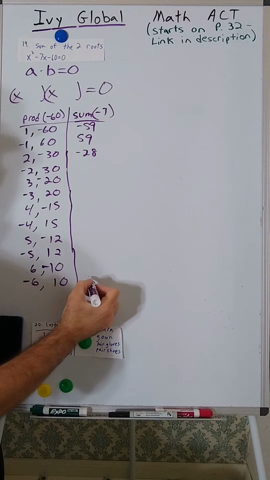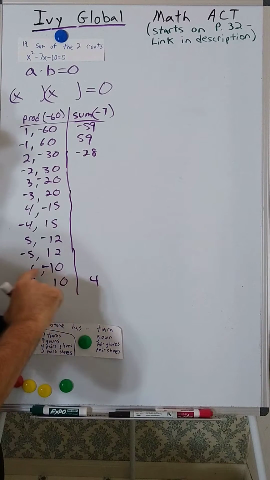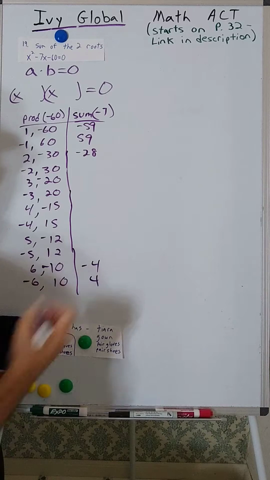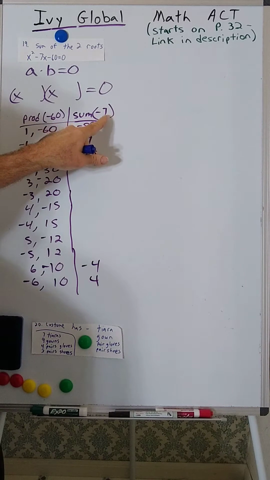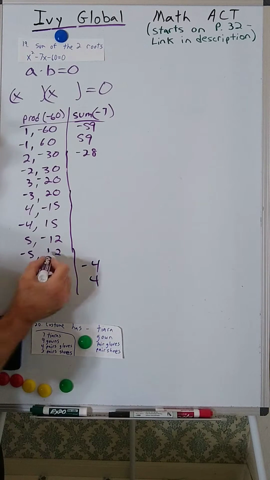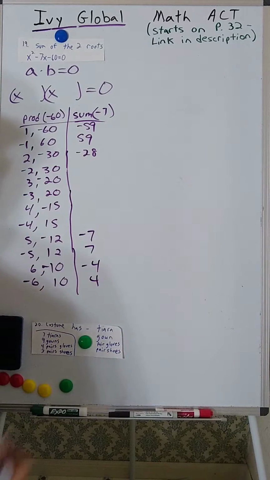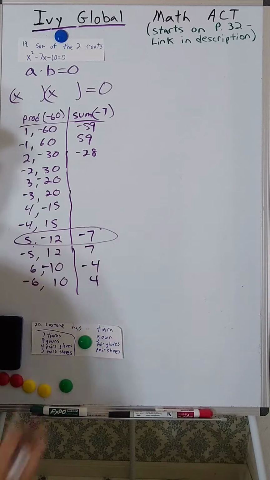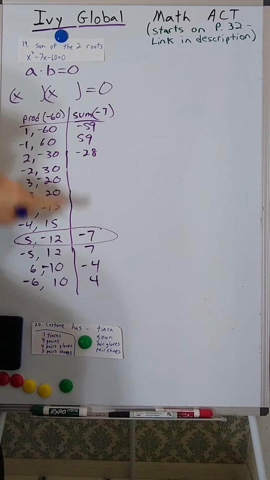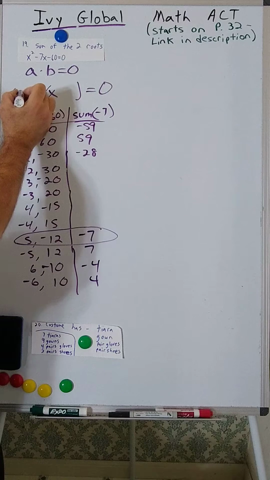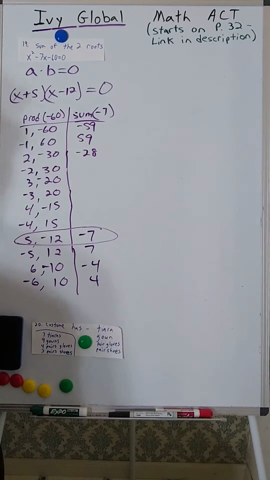Negative 6 plus 10 is 4. So these numbers have a product of negative 60, a sum of 4. These have a sum of negative 4. And these are getting closer to negative 7. So let's try this. We get a sum of 7. Here is a sum of negative 7. And this is what we're looking for. Okay, so 5 and negative 12 have a product of negative 60 and a sum of negative 7. So that means we want x plus 5 and x minus 12.